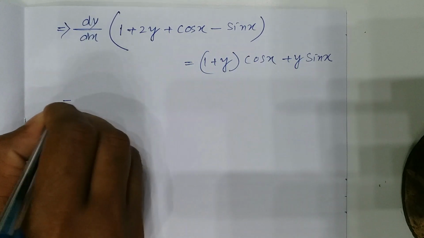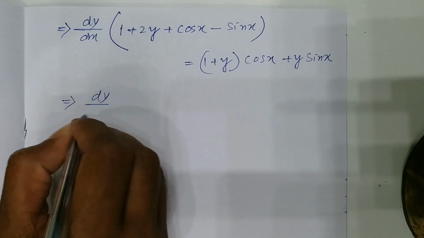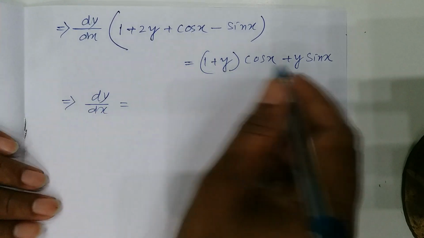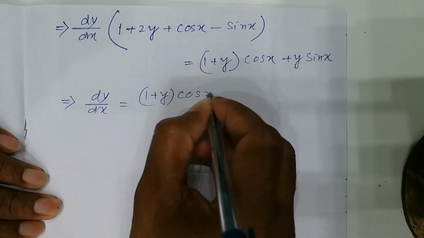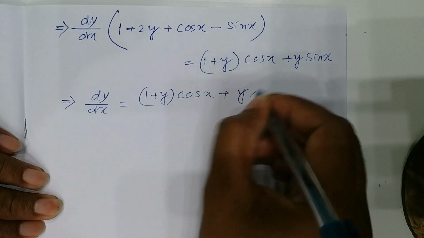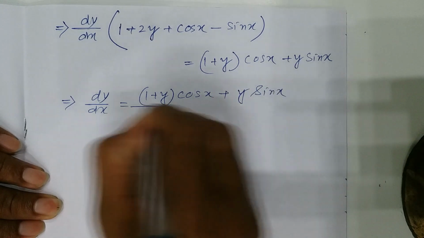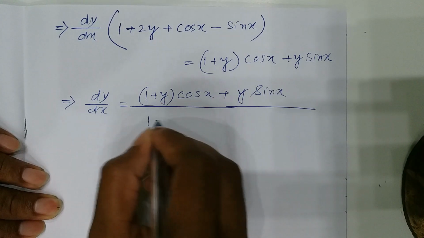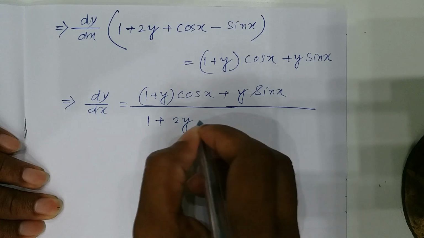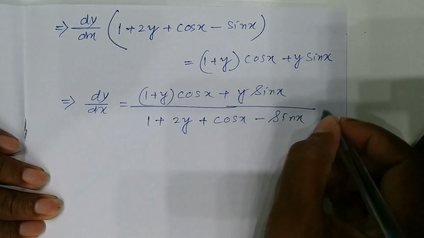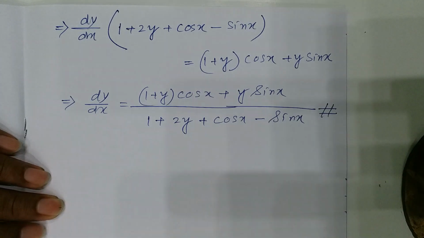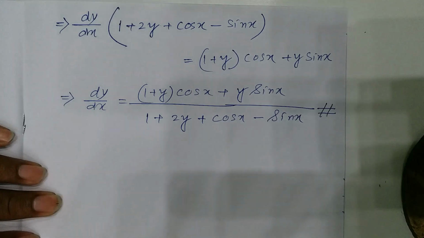And then from here dy/dx will be equal to (1 plus y) into cos of (x plus y) sin of x, the whole terms divided by 1 plus 2y plus cos x minus sin x, and hence the result. So that will be the solution for the question.